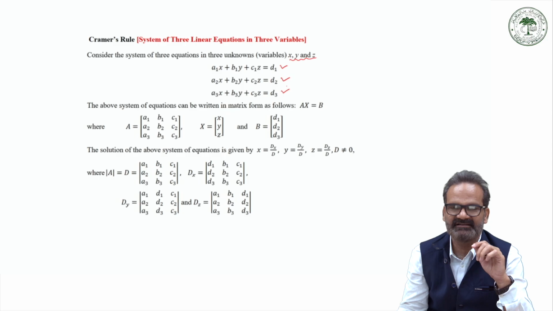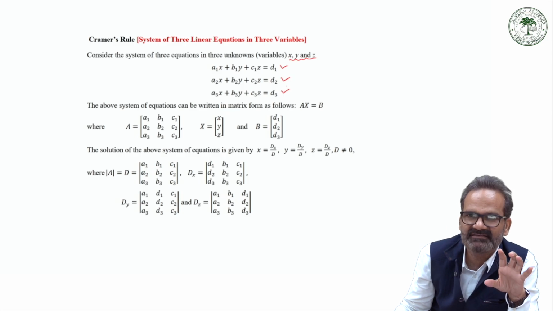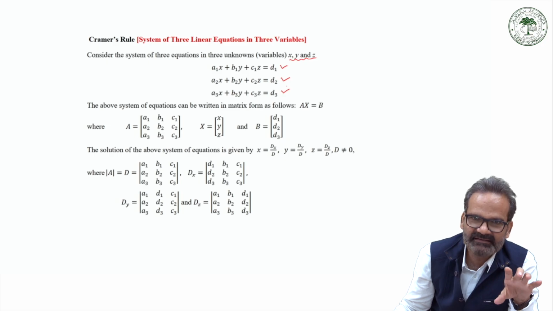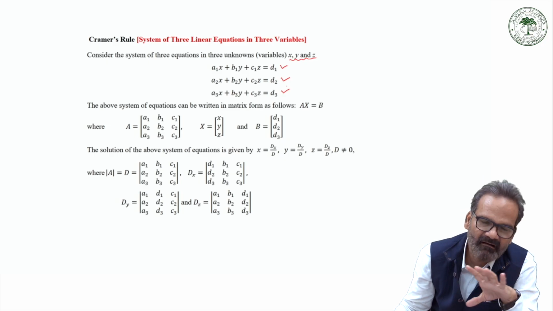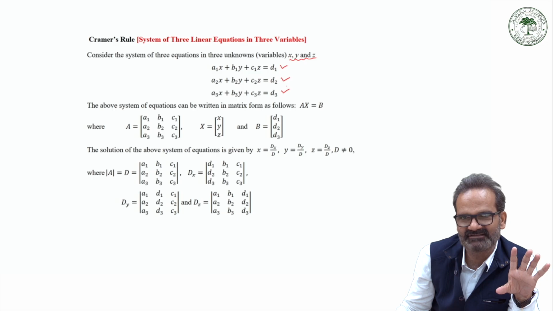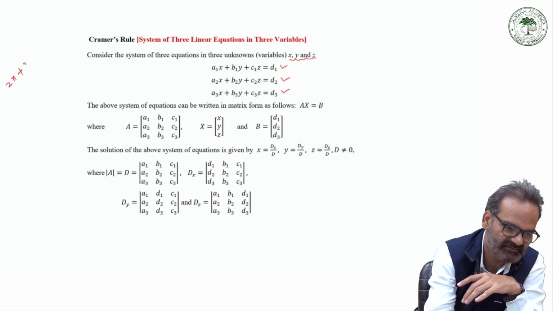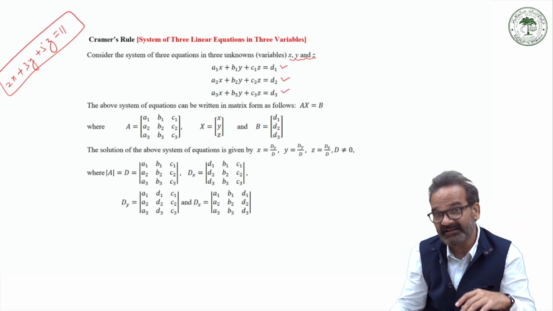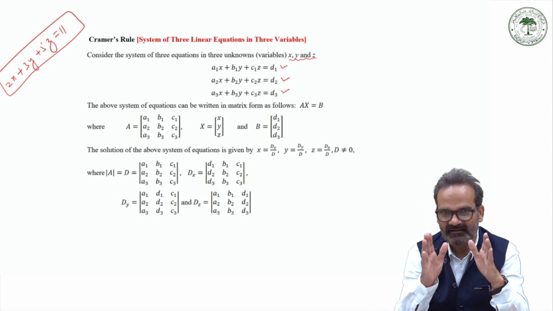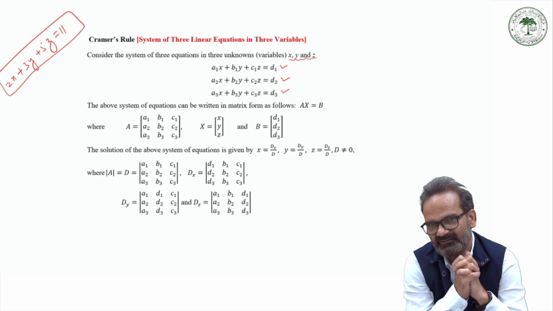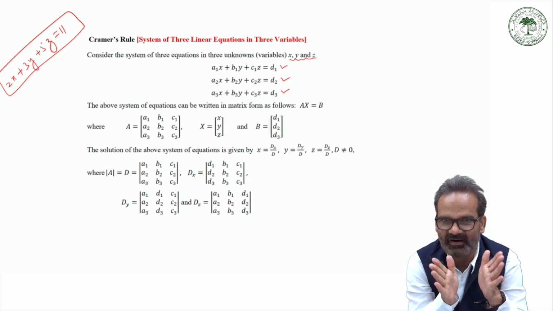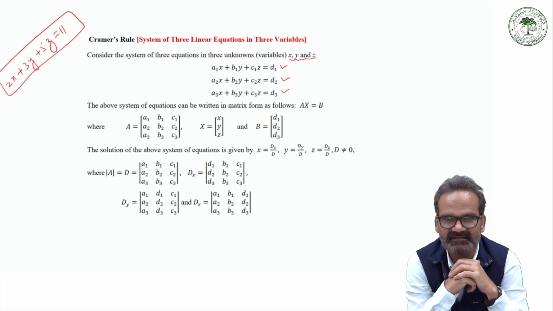Here x, y, z are the variables, and a1, b1, c1, d1, a2, b2, c2, d2, a3, b3, c3, d3 are all constants, numbers. It's like this: 2 times x plus 3y plus 5 times z is equal to, for example, 11. So this is a linear equation because the power or the degree of all the three variables x, y and z is 1. That is why they are considered linear.